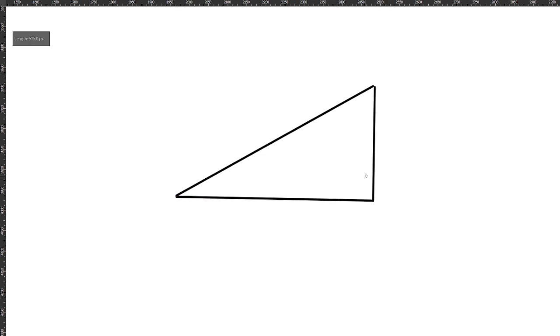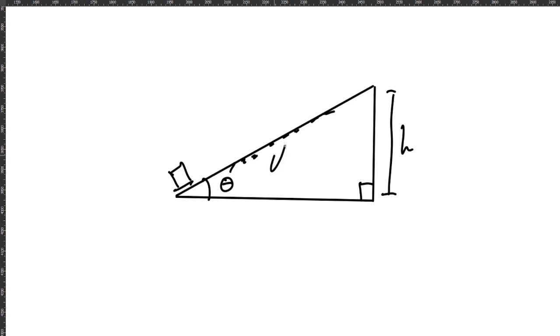Alright, first of all, inclined plane. So we have this, and then we have this. Alright, so we have a right angle, and this is an angle theta. We have a box here. We push it up a height h, and we're determining how much work is done. And we also have a frictional coefficient of mu k, right?